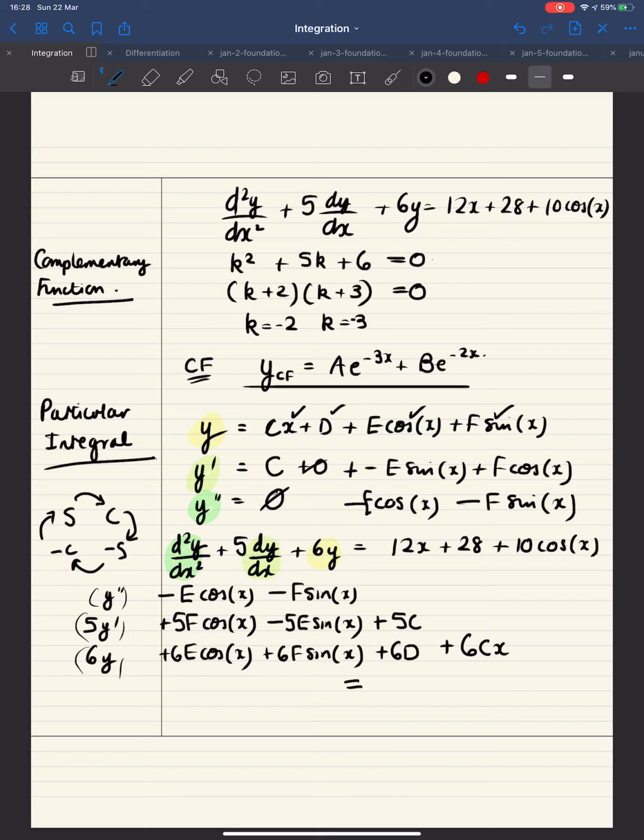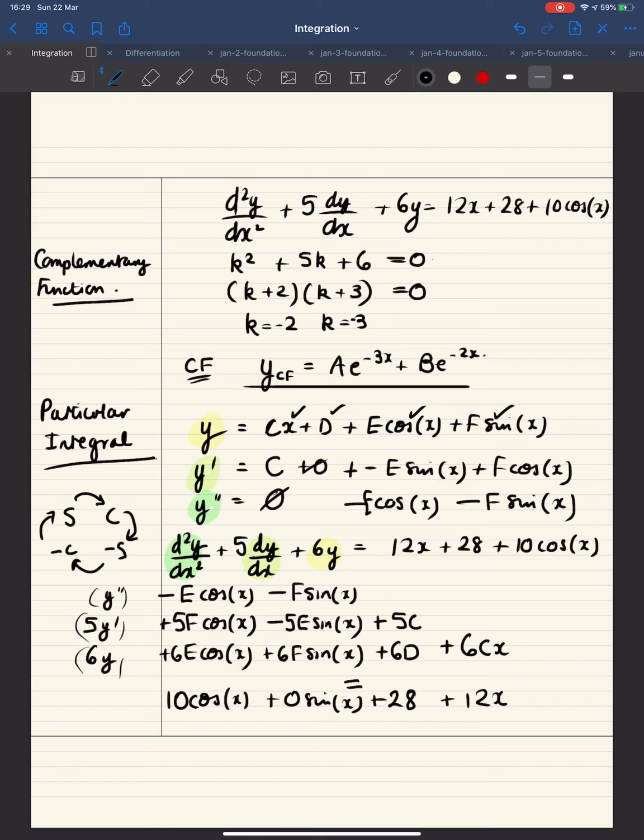And all that has to be equal to 12x plus 28 plus 10 cos x. And we don't want any sine x's. Okay, so when we add all these together, we need 10 cos x's, no sine x's, 28 and 12x.